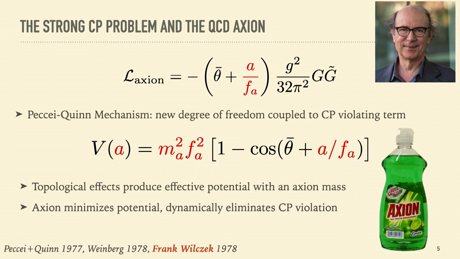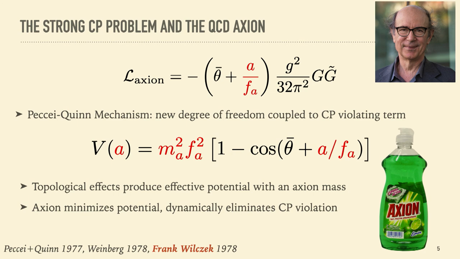And what that means is A is going to experience some potential. I haven't told you what it is yet. But it will experience some potential, and it will try to take on the configuration that minimizes its energy. It turns out, if you work out what that potential is, then you will find that the axion field is expected to take a value that is actually minus theta bar.